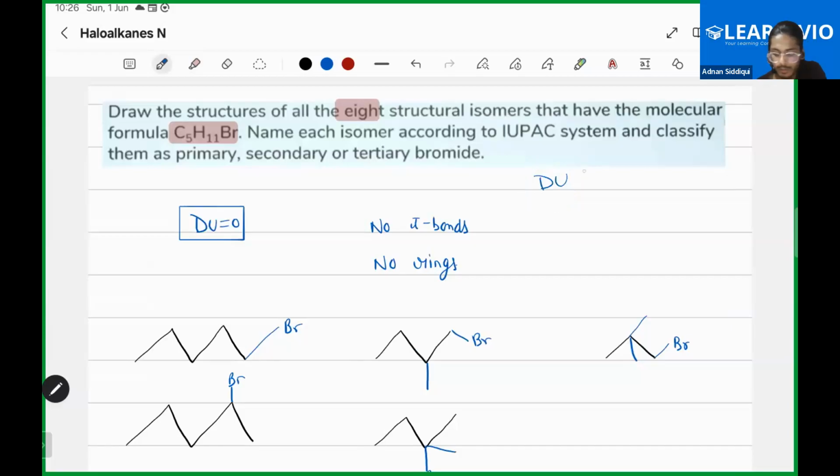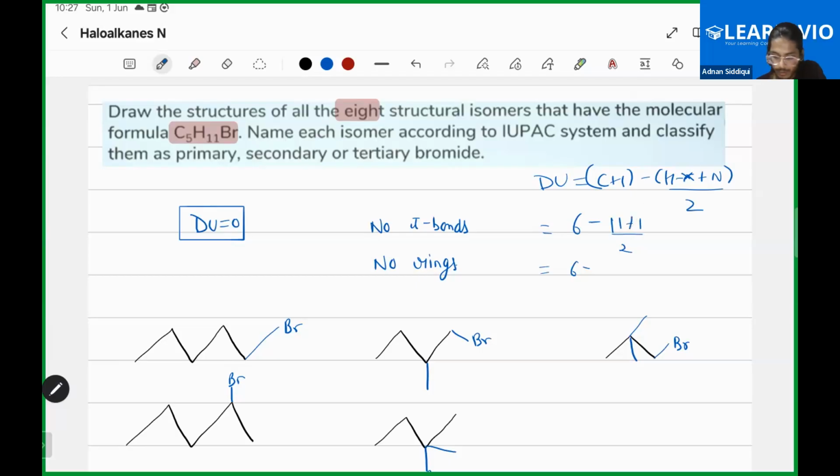First of all, what's the formula for this? C plus 1 minus H minus X plus N divided by 2. But there is no N, so we have to leave it, right? Yes, we have to leave it. How many carbons do we have here? 5. So this is going to be 6, minus 11 hydrogens divided by 2, and how many halogens? 1. Divided by 2. 6.